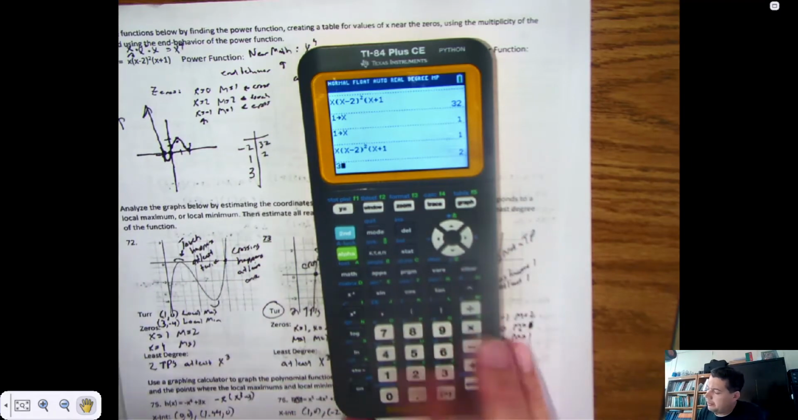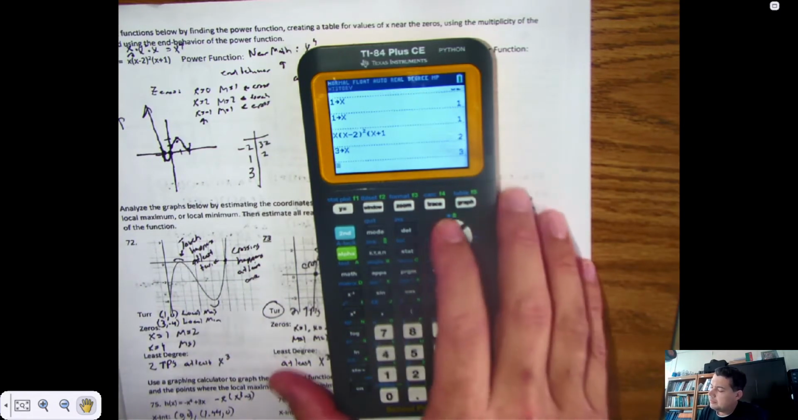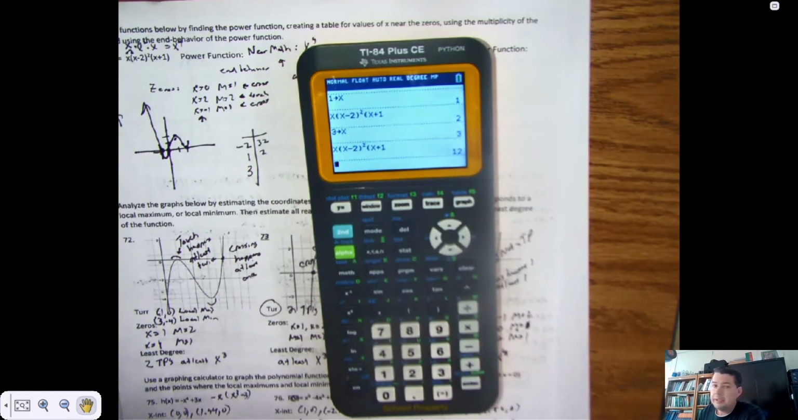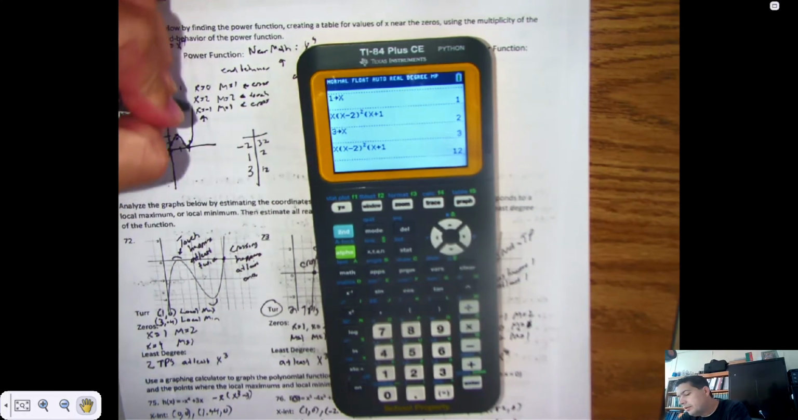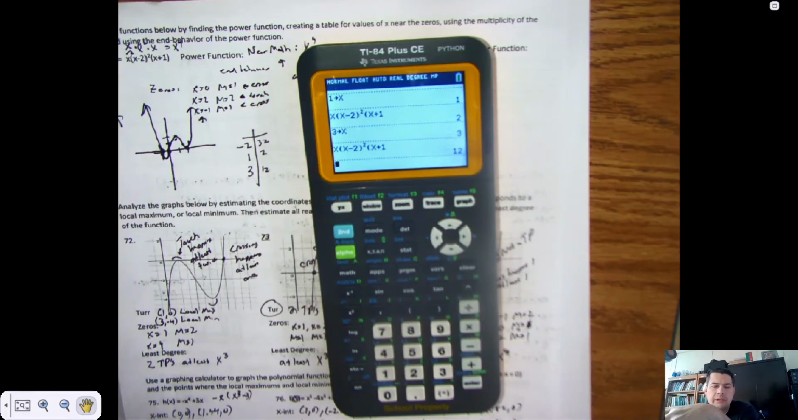And if I plug in a 3, I probably get a 12. Yeah, I got something big back. So it immediately just shoots right off. A lot of times your x to the fourths look like w's. And that looks like a w.